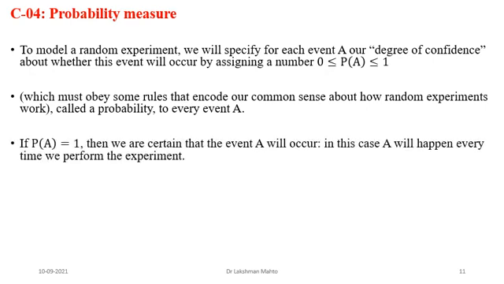Suppose the assigned number P of A is equal to 1, then we can say with certainty that the event will occur. That means it is a very deterministic situation. In this case, A will happen every time we perform the experiment. So if we perform a random experiment and one event is associated with a degree of confidence equal to 1, then we can say that event always occurs.